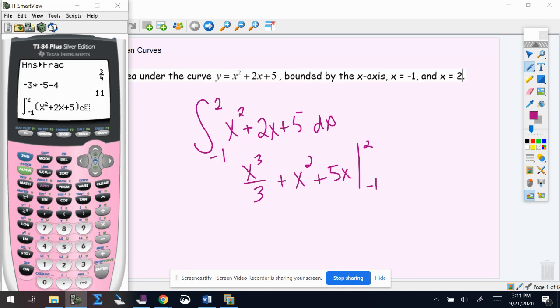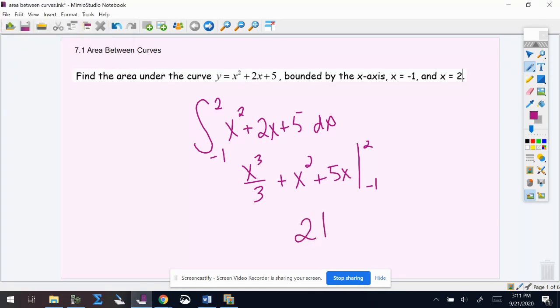You want to put what variable you're working with. I always say I'm working with X, even if it's T's or Y's or whatever. Just make sure whatever you type it in as, it matches that variable. And you hit enter, and it tells us that our answer is 21. So that's the area under the curve from -1 to 2 of that function.